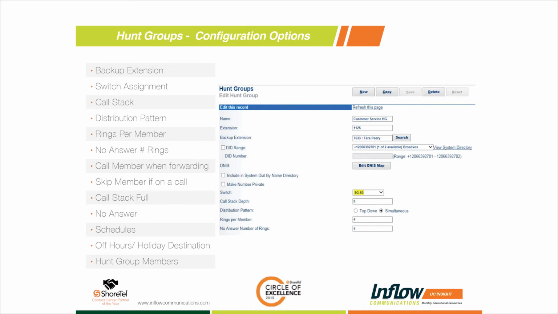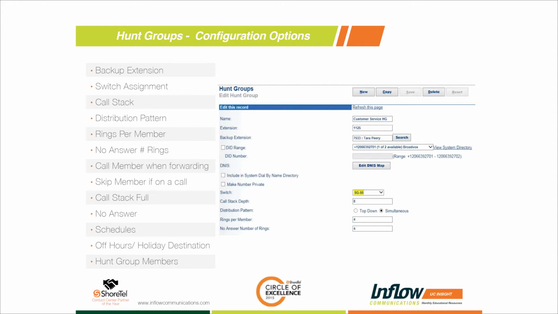Your rings per member and your no answer number of rings, if you're simultaneous, they should be matched. They should match because we're going to ring all the agents the same number of times, and then our no answer would tell us how many calls before we go to voicemail, or we go to our next destination if it's an auto attendant or another hunt group or something like that. That's what our no answer is going to tell us.